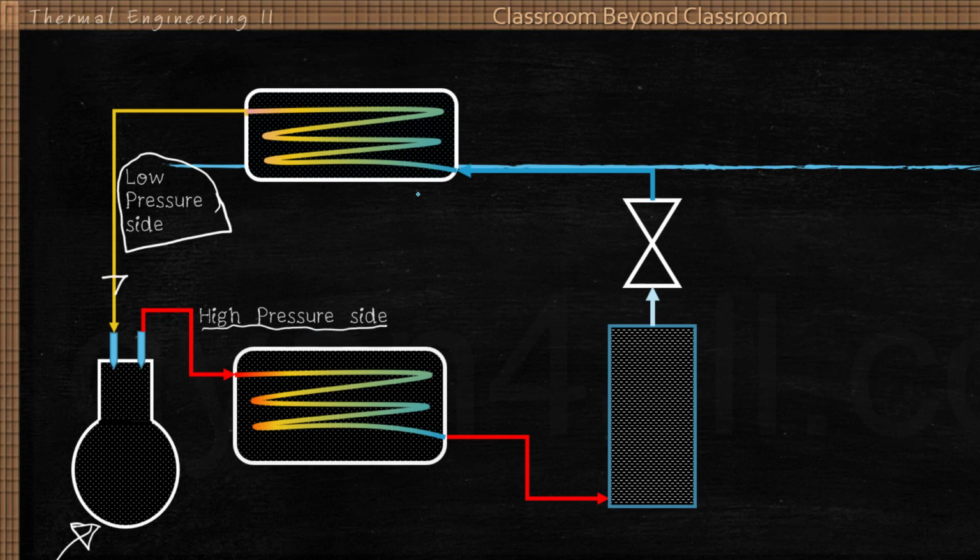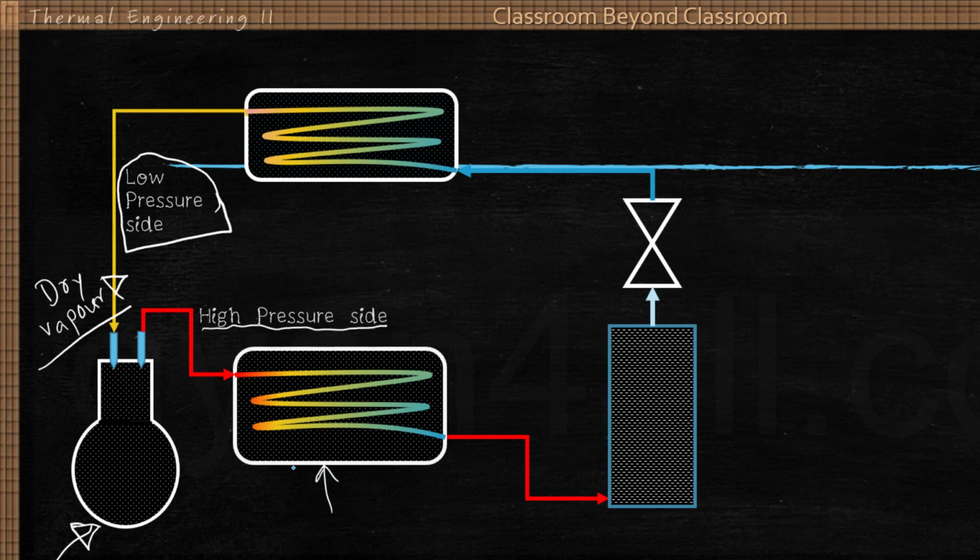What is circulating in this system? The refrigerant used in a refrigerator. So this is basically dry vapor of refrigerant. That is, it is like dry steam coming out from the evaporator. Then after compression it becomes superheated steam, like superheated vapor. So it will go to the condenser.